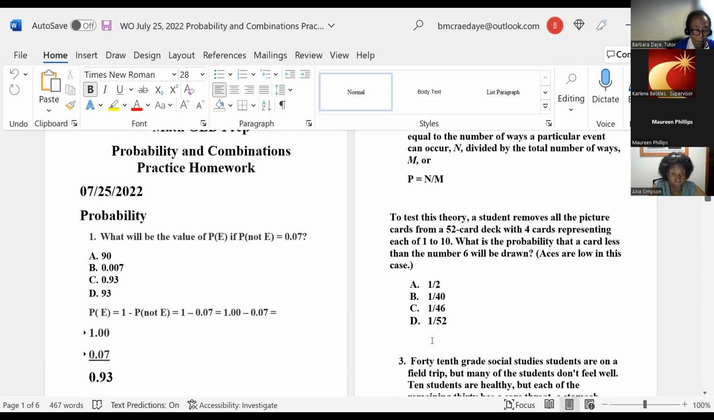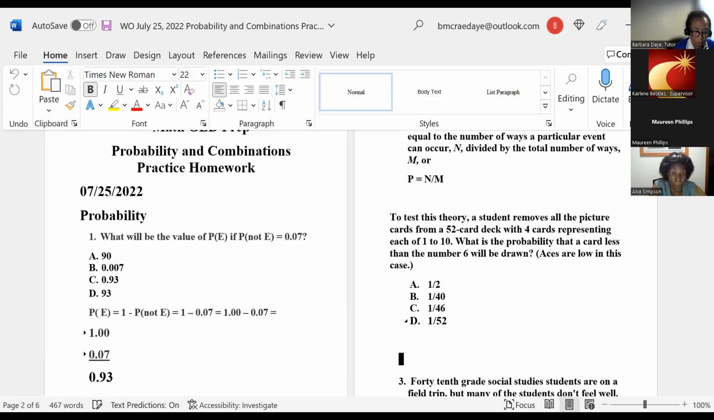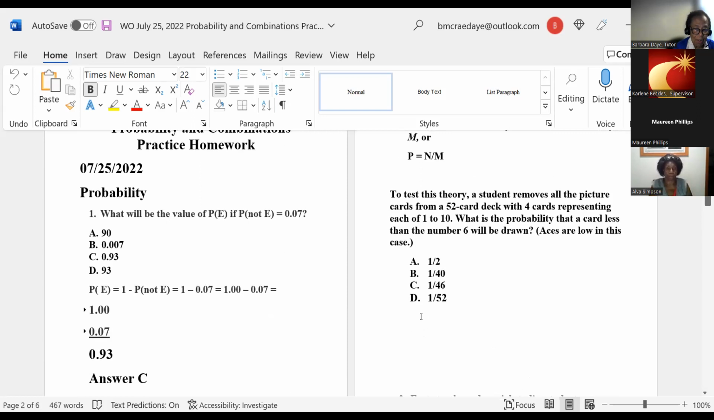Okay. Now, they said picture cards. What are your picture cards in a deck of cards, Alva? What are the picture cards? The pictures are like the king, queen, and the jack. Yes, those are the picture cards.